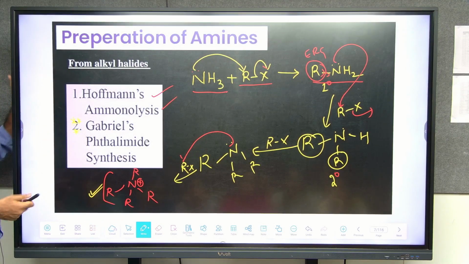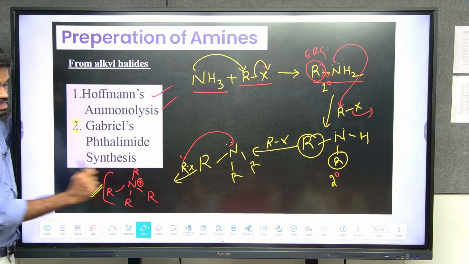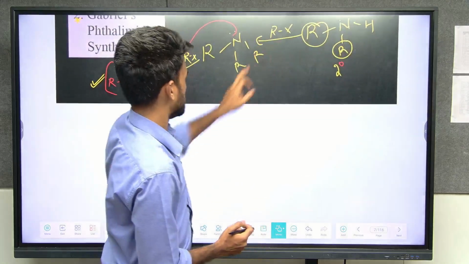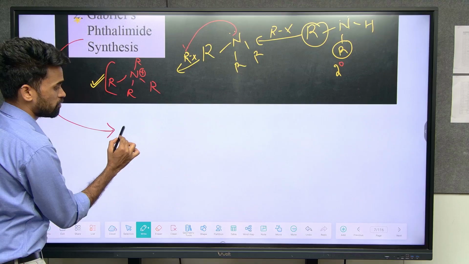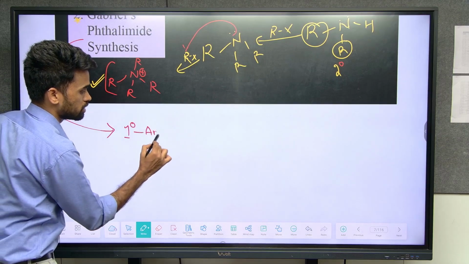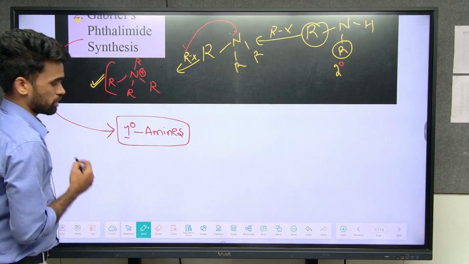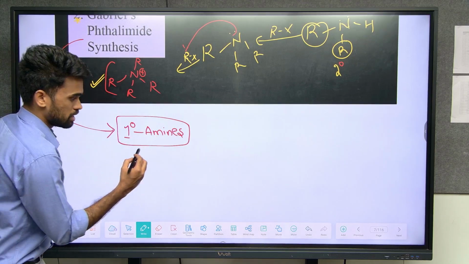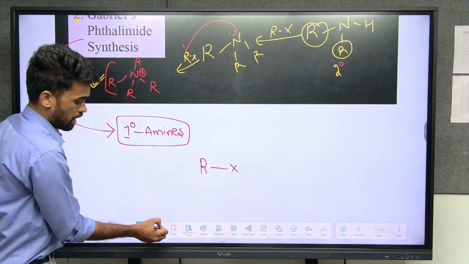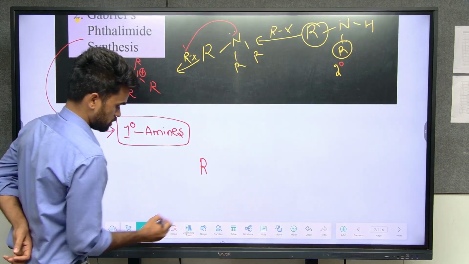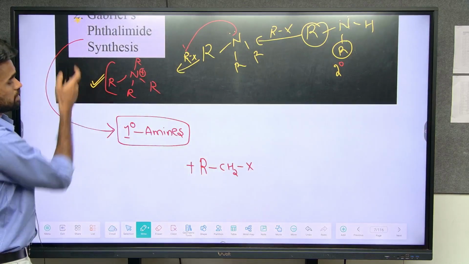What is that name? Gabriel phthalimide synthesis. What is it? Gabriel phthalimide synthesis. So just listen to what I am saying. Gabriel phthalimide synthesis is for preparation of primary amines. Have you seen this reaction for your exams? No. Okay. So Gabriel phthalimide synthesis means, just see what I am taking: alkyl halides. Here also what are we taking? Alkyl halides. CH2X. Now this phthalimide means this one.